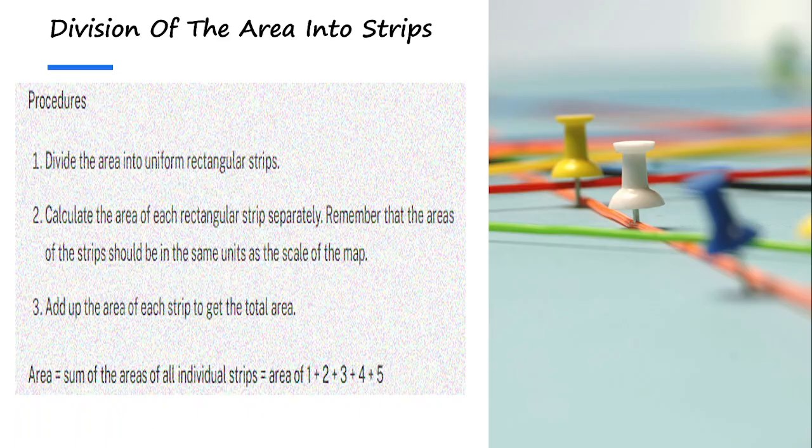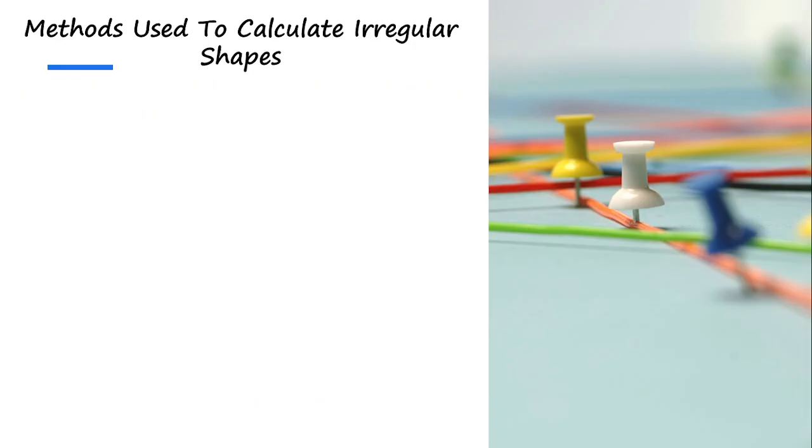using the stripping method. The first step is to divide the area into uniform rectangular strips, then calculate the area of each rectangular strip separately. Remember that the areas of the strips should be in the same units as the scale of the map, then add up the area of each strip to get the total area. So the area will be equal to the sum of the areas of all individual strips, so the area of 1, 2, 3, 4, 5 according to the figure above. Now you get the total area of the given irregular shape.